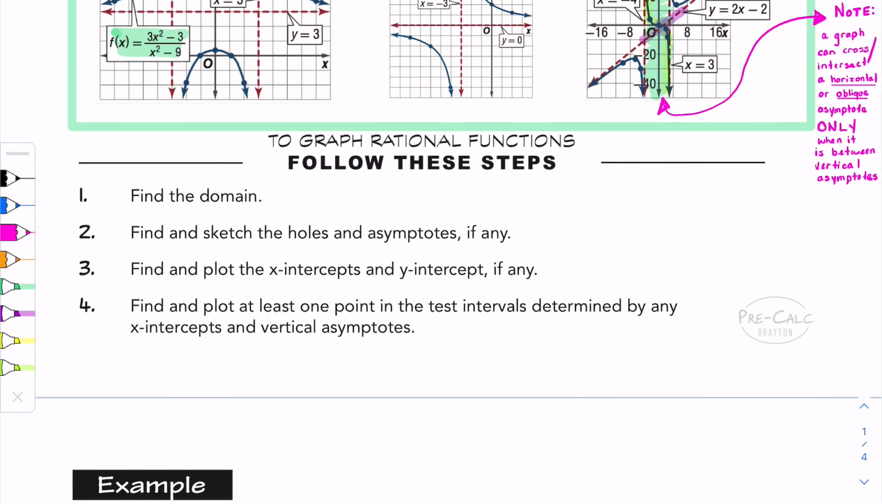So here we can review the steps of graphing a rational function. The first step is going to be to find the domain. The second step is going to be to find and sketch the holes and asymptotes. That would include the hole, vertical asymptote, and horizontal or oblique asymptote. Next, find and plot the x-intercept and y-intercept. Lastly, we're going to find and plot at least one point in the test interval determined by any x-intercepts and vertical asymptotes.